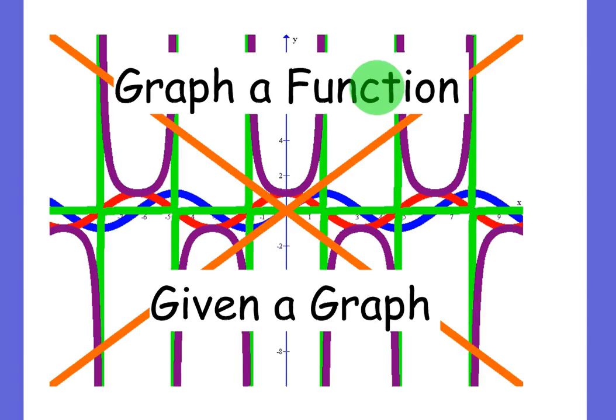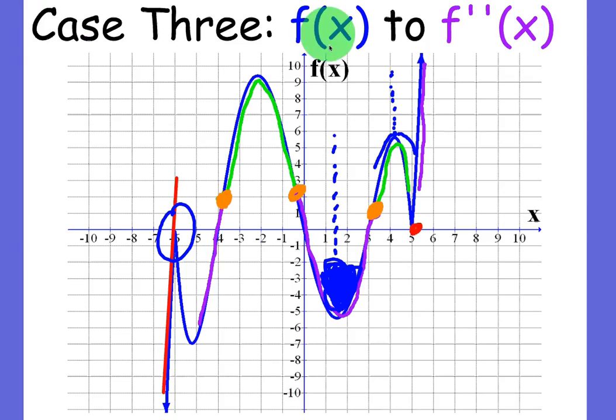Let's take a look at the third case of graphing a function given another graph. This time we're going to go from the original f of x all the way to the second derivative. Here we have our original function. I've marked on it a lot already.